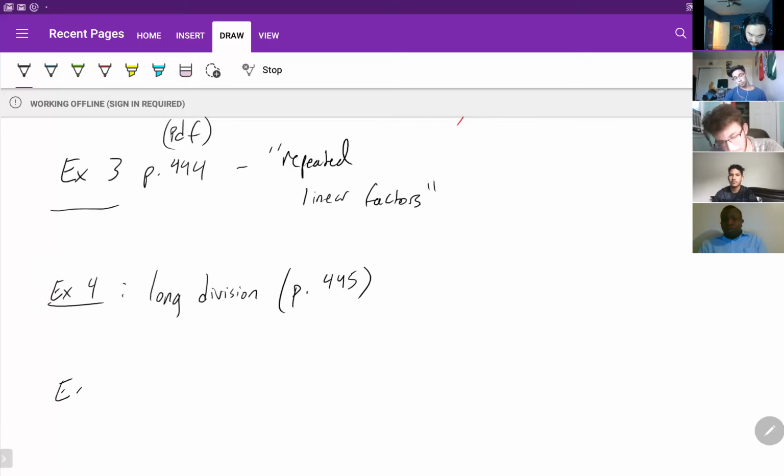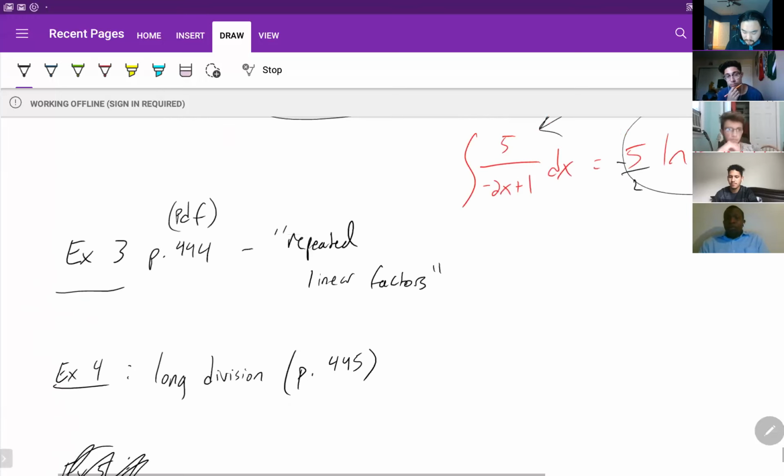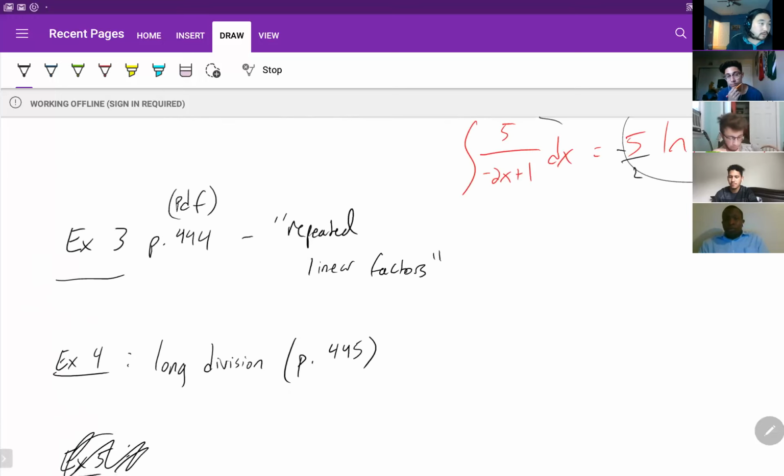Example 5 talks about irreducible and reducible factors. Don't worry about example 5. I'm not going to cover that with you guys. I don't know if they're going to teach that to you in the fall. Okay, so those are the only ones I'm going to talk about here. But that's it for partial fractions.